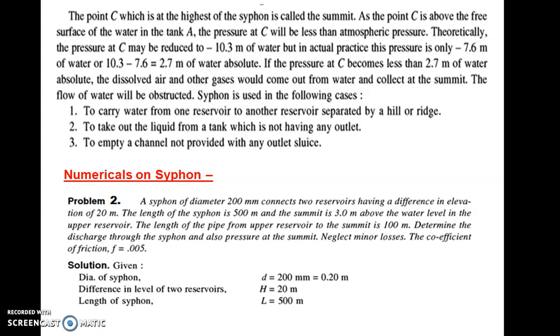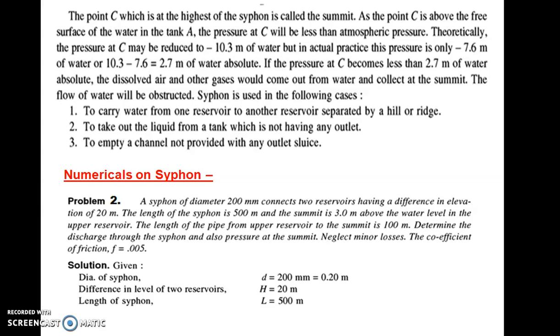So in this case, 7.6 is the vacuum pressure or gauge pressure, and 2.7 is the absolute pressure. Okay, so you should not go below 7.6 meter of water, or that is the vacuum pressure of water. So it should be always above the 2.7 meter of water. So we will see in the numerical accordingly. It is given that if the pressure at C becomes less than 2.7 meter of water absolute, the dissolved air and other gases would come out from water and collect at the summit, and there will be a formation of vapor bubbles causing cavitation.